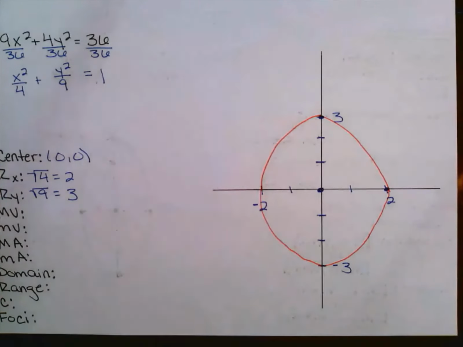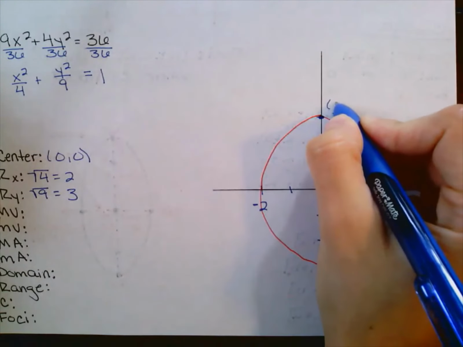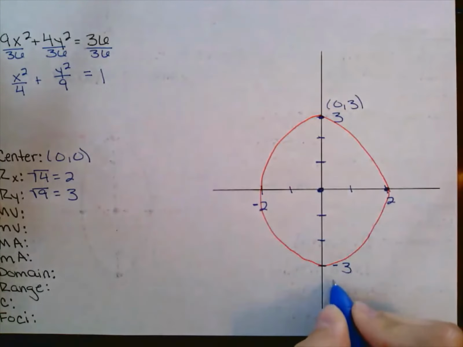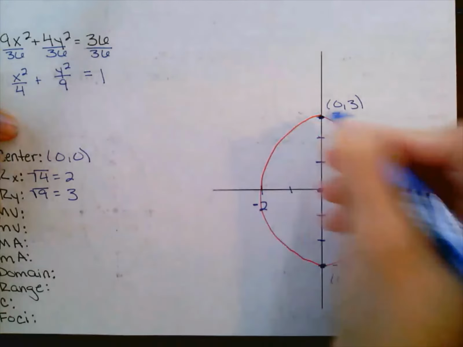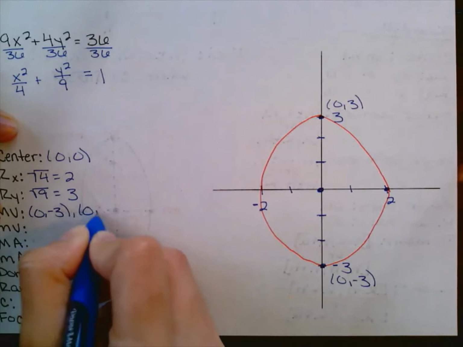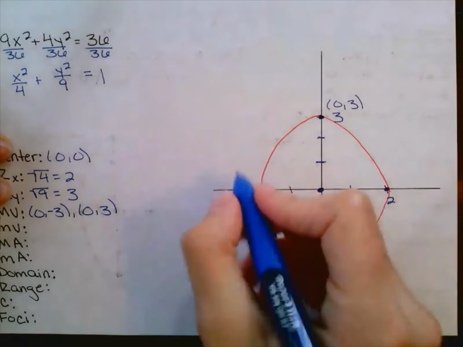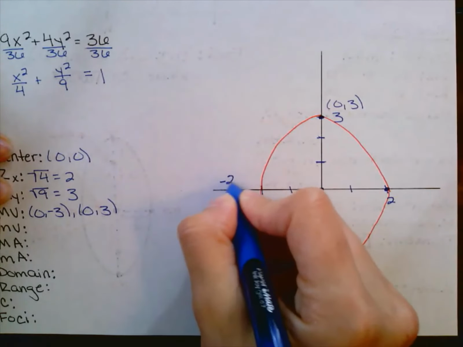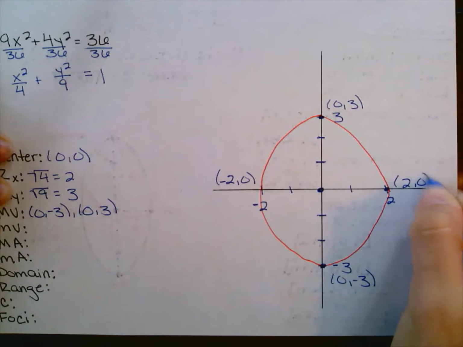Okay, so now my major vertices, now my longer side is going vertically. I go 3 up and 3 down. So here I have 0, 3 and 0, -3 as my major vertices. My minor vertices, my smaller side goes horizontally now. So I've got -2, 0 and 2, 0.